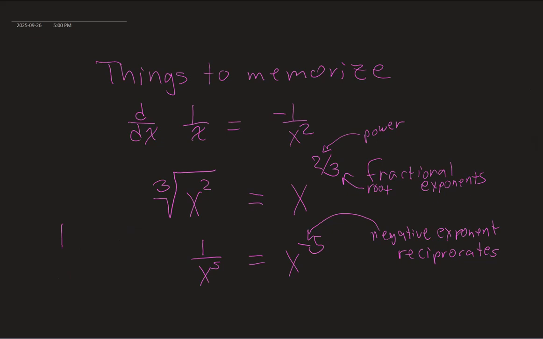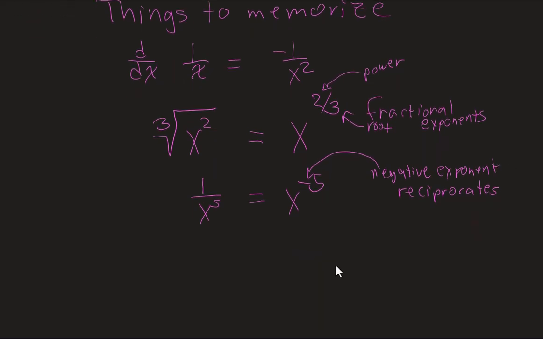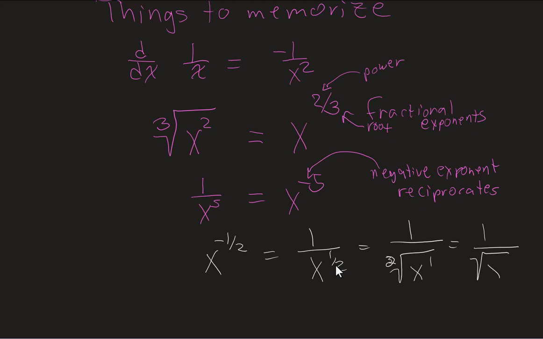So fractional and negative exponents are different, but you can have both of them. So if I had x to the -1/2, that's the same as 1 over x to the 1/2, which is the same as 1 over, the denominator is the root, the square root of x to the 1st power. But generally we don't write the 2 for a square root, and we don't write a 1 for an exponent of 1.